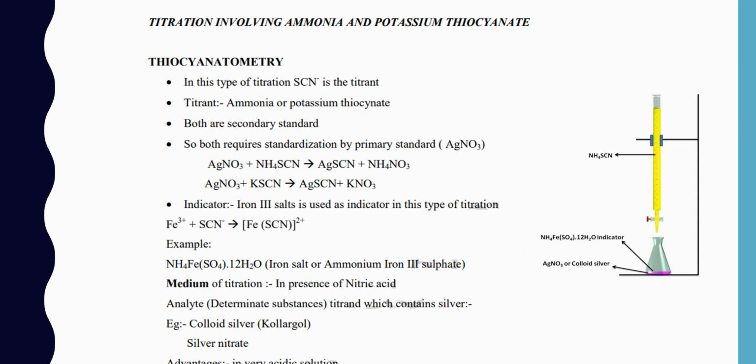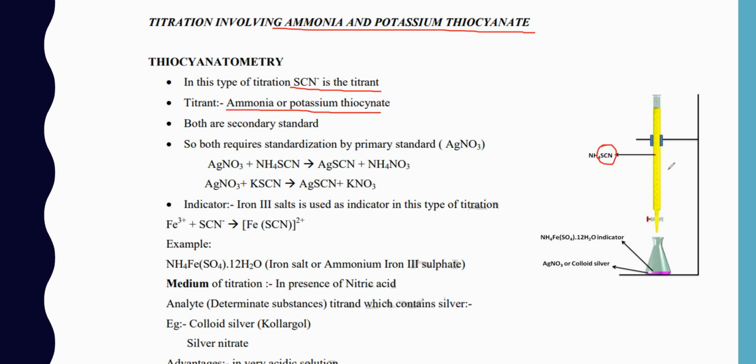Next, we are going to see titrations involving ammonium and potassium thiocyanate. If your titration has ammonium and potassium thiocyanate, you call it thiocyanatometry. Thiocyanatometry is the titration involving ammonium and potassium thiocyanate. In this type of titration, SCN is the titrant, ammonium or potassium thiocyanate.